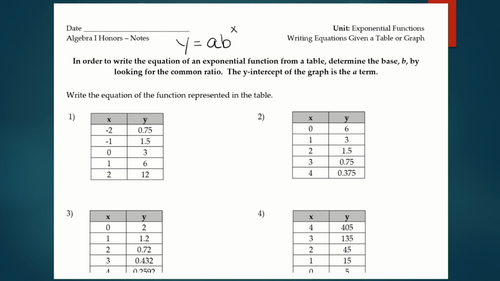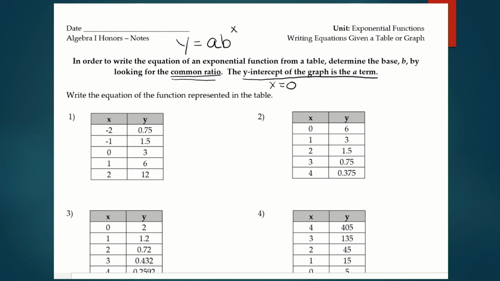Now in this case, in order for us to find a and b, a is going to be our y-intercept. So in order for us to find the y-intercept in a table, we're going to look where x is 0. If we want to find the y-intercept on a graph, we're going to look and see where our graph crosses or touches the y-axis. To determine b, our base, we're going to look for the common ratio.